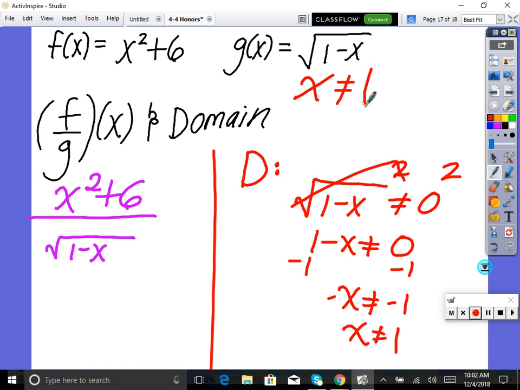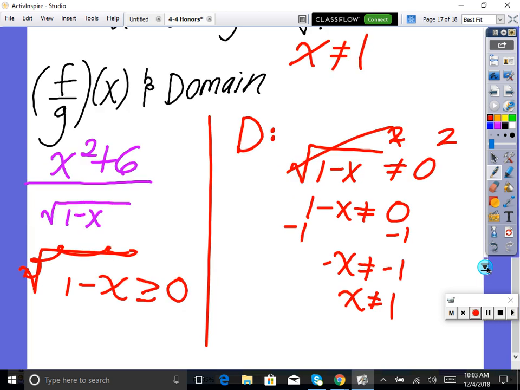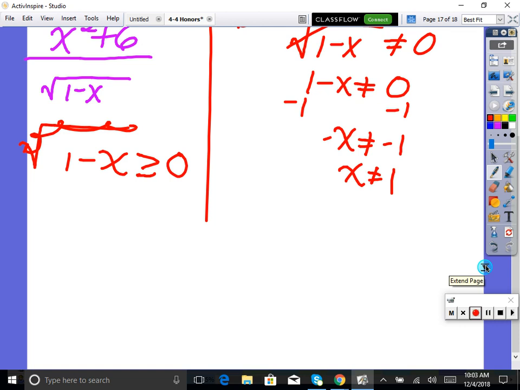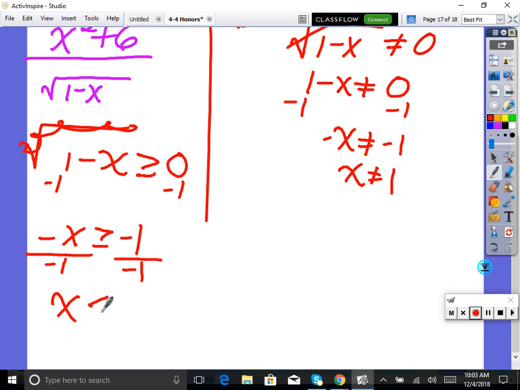Okay, so that's one restriction. X can't be 1. Next thing is, isn't it true that whatever's under our square root, sorry, not the square root part, 1 minus x needs to be greater than 0? Can it be equal to? Yes. Greater than or equal to 0. So then let's solve for x on this one. Careful here. This is where a lot of people make errors. So we'd subtract 1. And then wouldn't we divide by a negative? Yes. If you divide by a negative, you need to flip it. So negative x is greater than or equal to negative 1. When you divide by a negative, you flip the inequality. So x is less than or equal to 1.